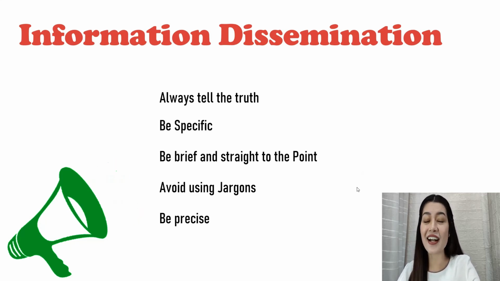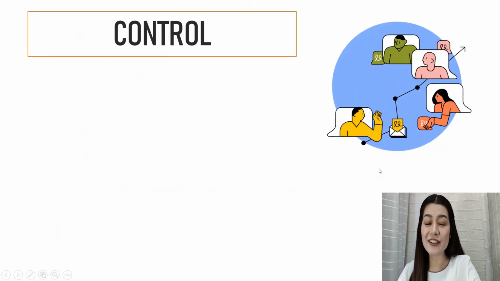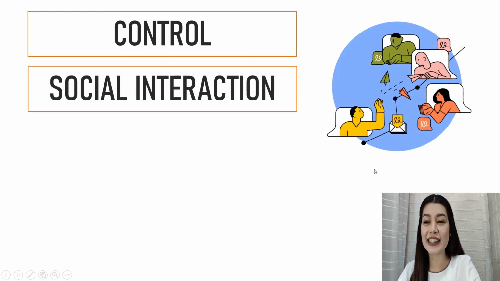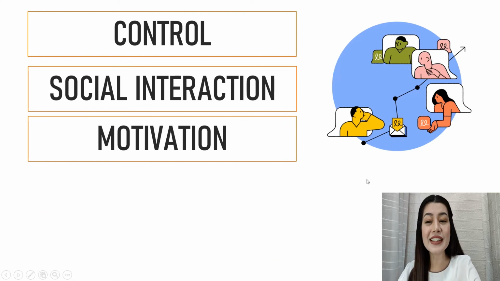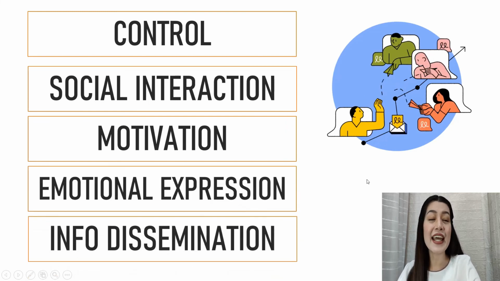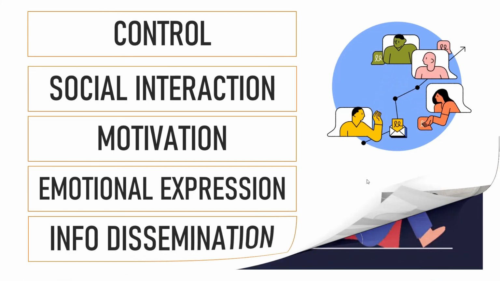So again, there are 5 functions of communication, my dear students. And we have first, control or regulation. We also have social interaction, motivation, emotional expression, and information dissemination. So hopefully everything is clear.